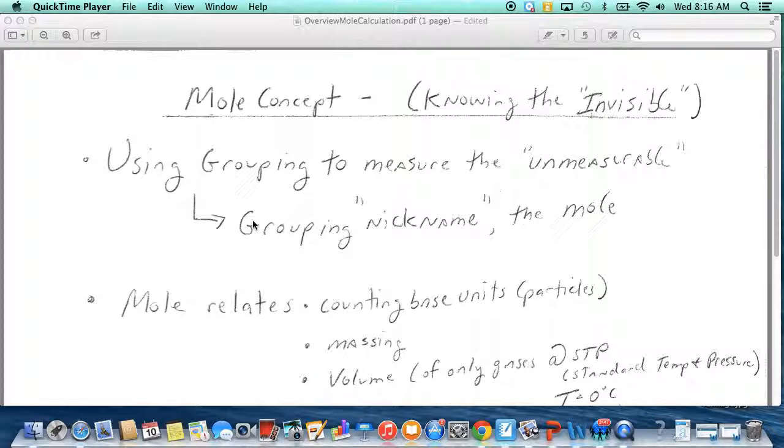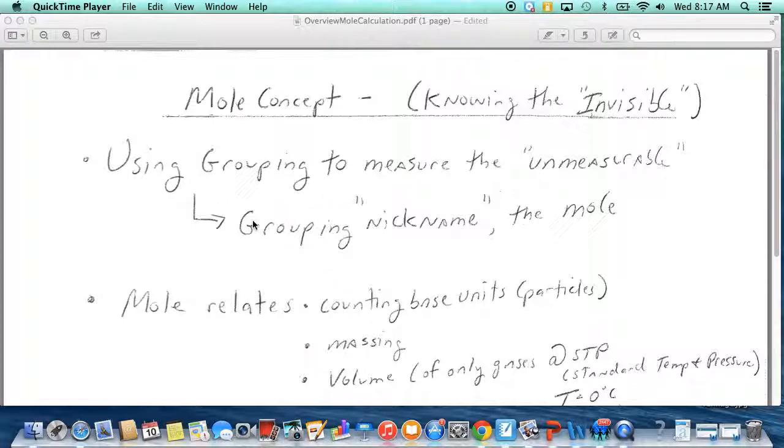The mole concept is a way in which we will be able to do or see several things about our base units, base particles. Remembering that the base particles are for elements, they're called atoms. For molecular compounds, they're called molecules. And for ionic compounds, even though the base particles are ions, you need to account for both positive and negative ions, so we call them formula units.